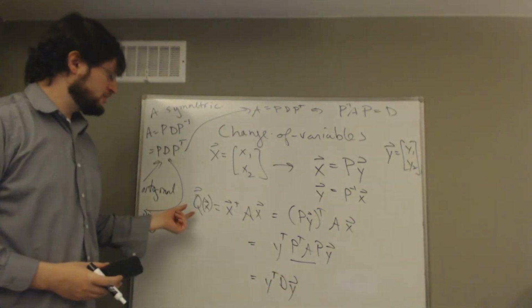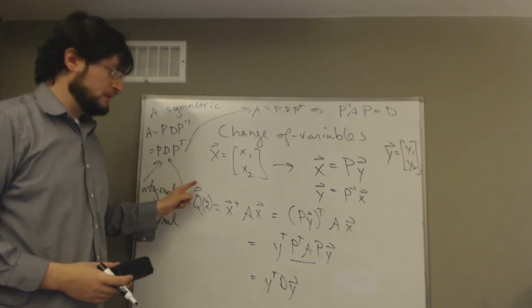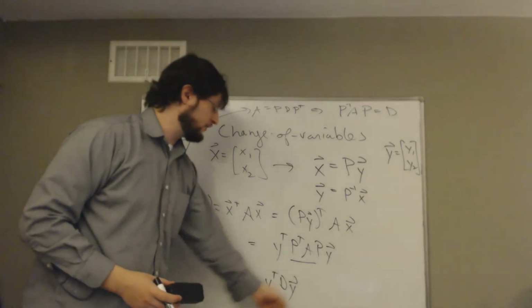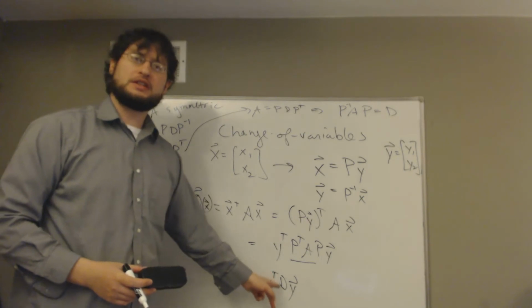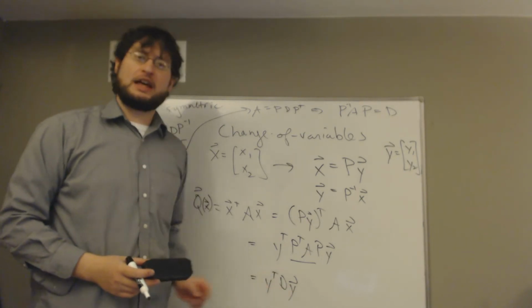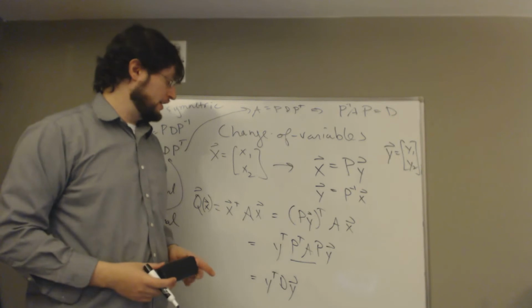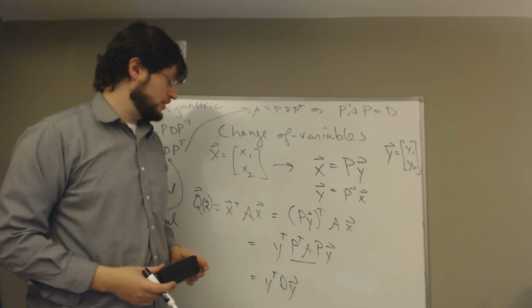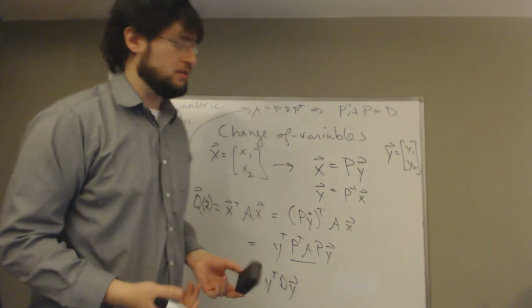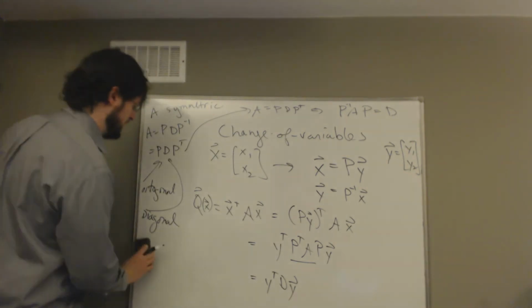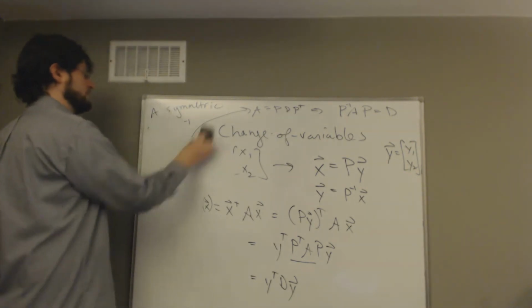Which means I've managed to write my quadratic form as y transpose Dy, where D is a diagonal matrix, and that's great. That's nice because diagonal matrices are much easier to work with. Okay, so let's look at that with an actual example.